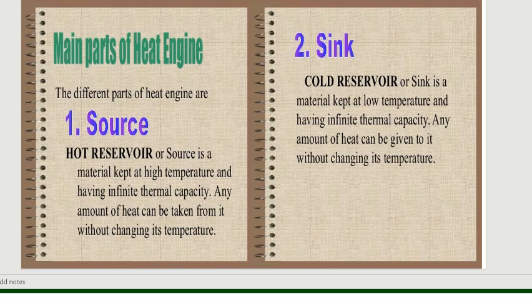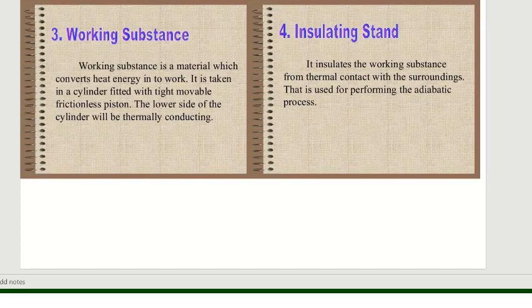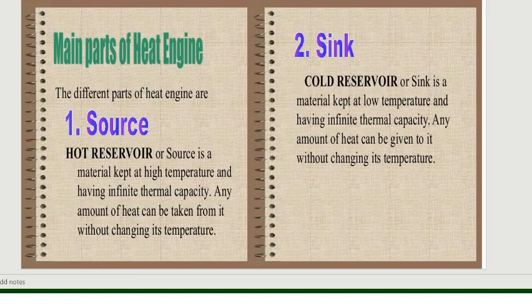Heat engine consists of source, sink, working substance, insulating stand. So source is nothing but a material which is kept at a high temperature and having infinite thermal capacity. At the same time, sink is a material which is kept at a low temperature and having infinite thermal capacity. And also in source, any amount of heat can be taken from it without changing its temperature. Similarly, any amount can be given to the sink without changing its temperature.